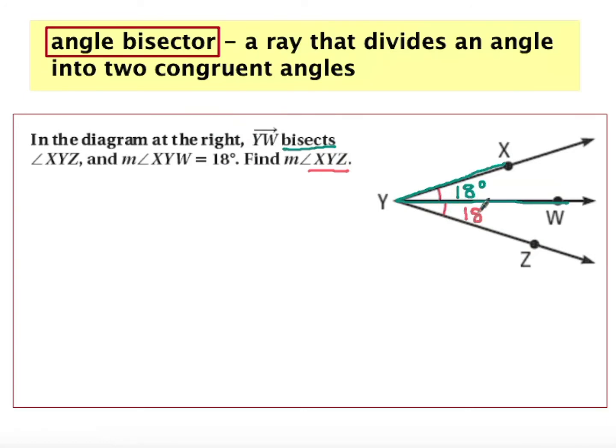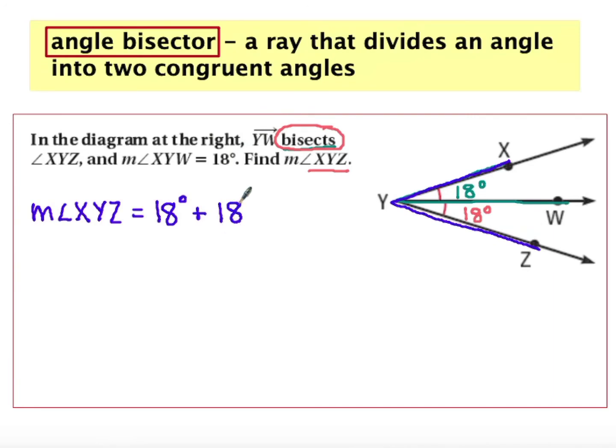Did you say 18? How did you know that those had to match perfectly? Two reasons. You saw the swoop, swoop on the diagram, and you saw the word bisects, which means that that angle is cut into two congruent pieces. So who can tell me the measure of angle XYZ then? The measure of angle XYZ should equal the measure of angle XYW plus the measure of angle WYZ. And our final answer would be 36 degrees.